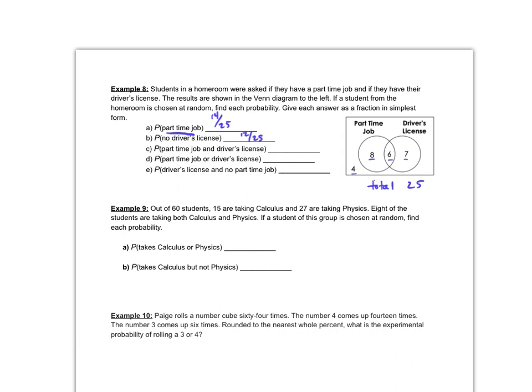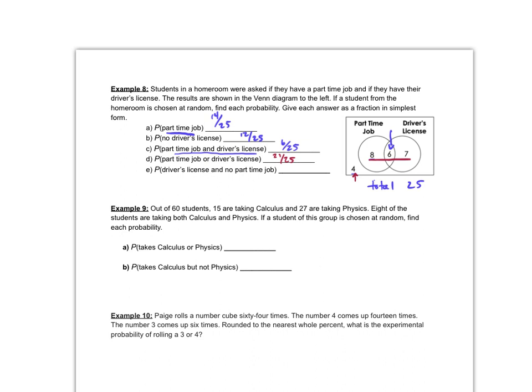Next, we have the part-time job and the driver's license. Well, that falls right here. That's my overlap, the intersection of part-time job and driver's license. So that is going to be 6 out of 25. Let's see here, D, part-time job and driver's license. Well, I'm sorry, part-time job or driver's license. There we're going to add these up. So I'm going to have 8 plus 6 plus 7, and I'm going to hope that comes to 21. 21 out of 25, because we do have these guys over here that have neither.